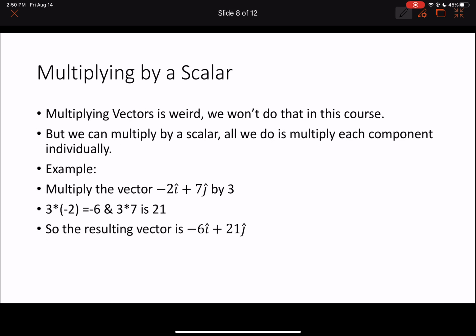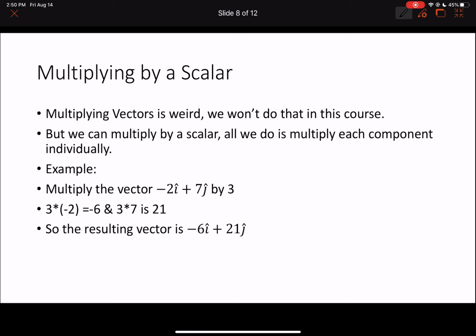Multiplying by a scalar. So we can multiply vectors. We're not going to multiply two vectors together though, because while you can do that, there's actually two different ways to do it, and they're both kind of complicated. We won't do that in our course. That is a higher level physics course. You actually need to go through some calculus first to really understand that and be able to use it in physics. So we're not going to do that.